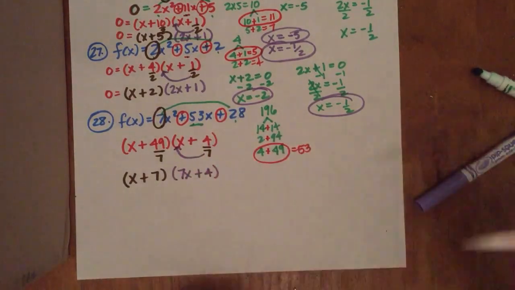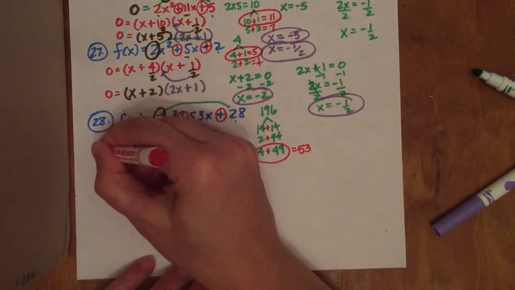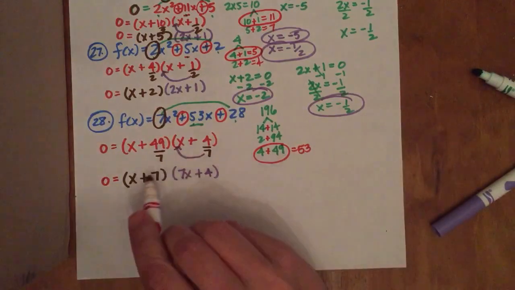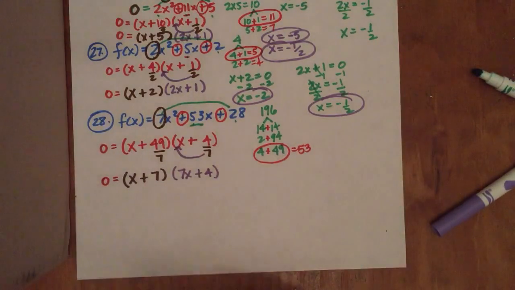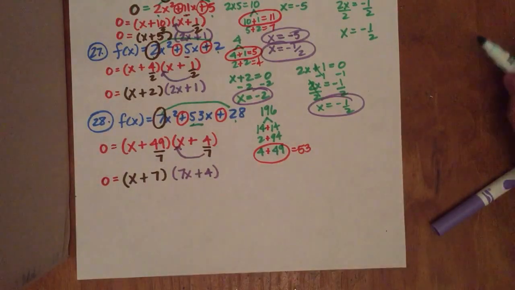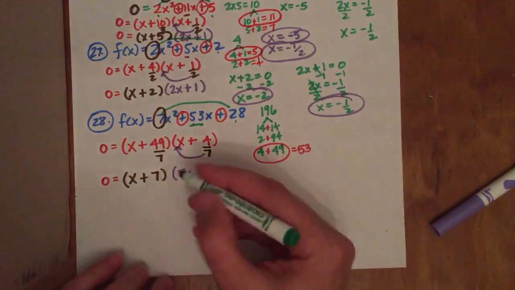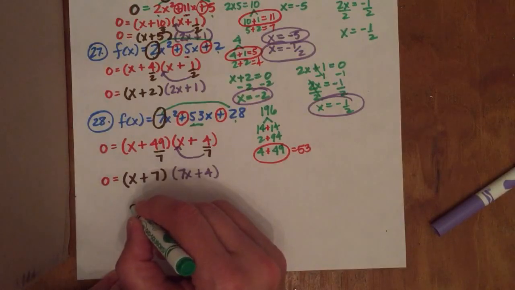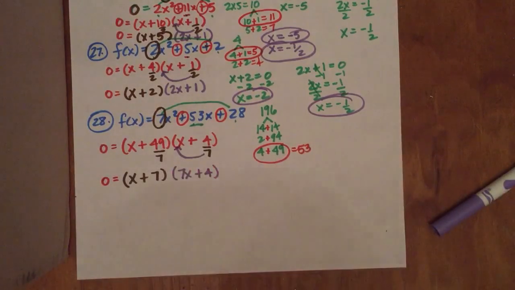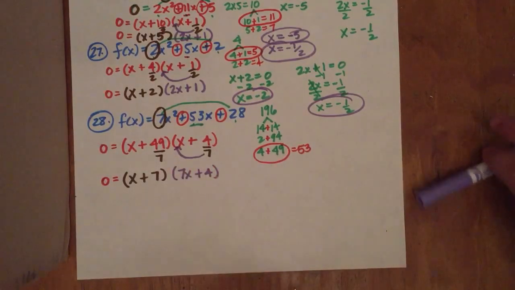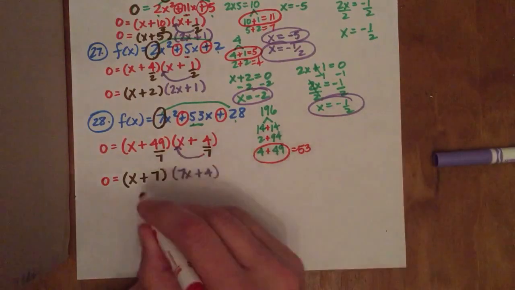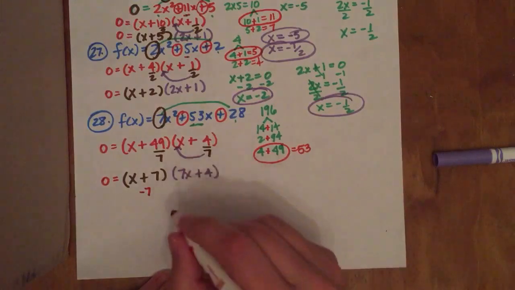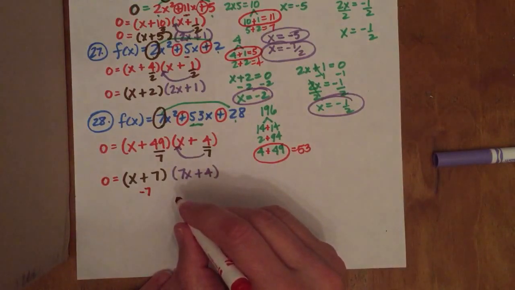And once again, remember, all of these are set equal to 0 because we are looking for the x values when the y value is 0. So in order to solve these, I'm going to take my two factors and figure out what would make either factor a 0. And you're getting good enough at this that you can tell. So we'll take a little bit of a shortcut here. What is the opposite of positive 7? Negative 7.